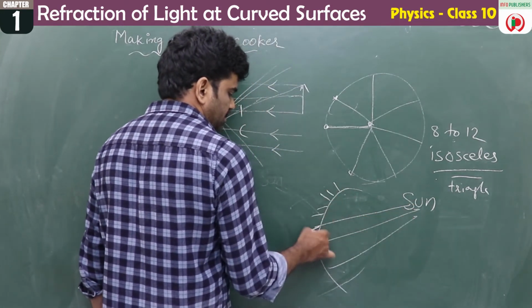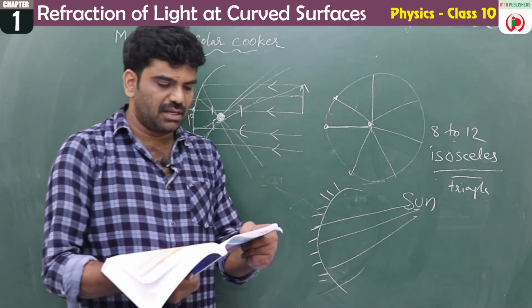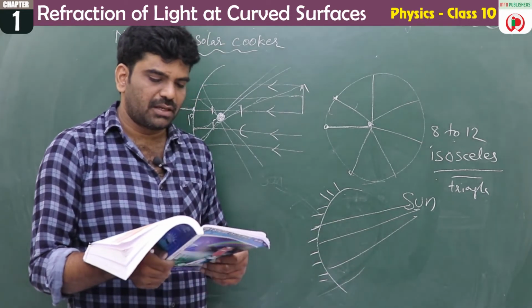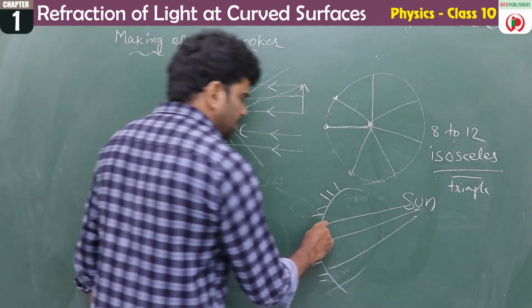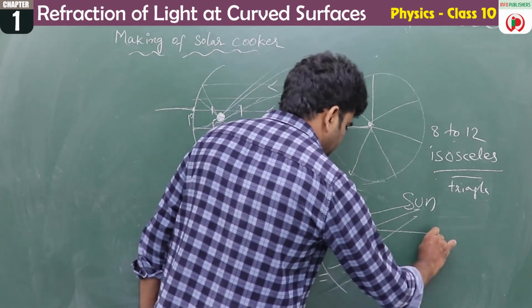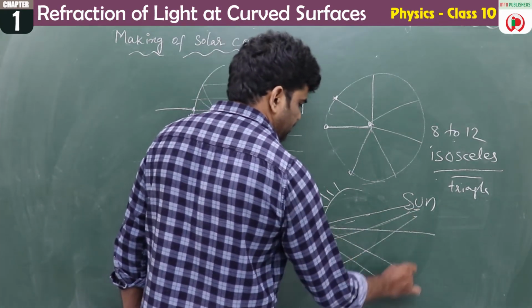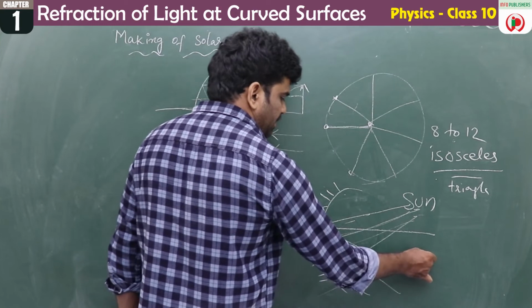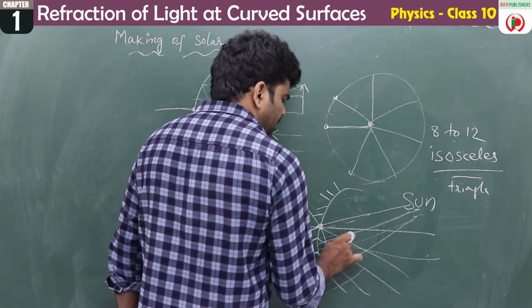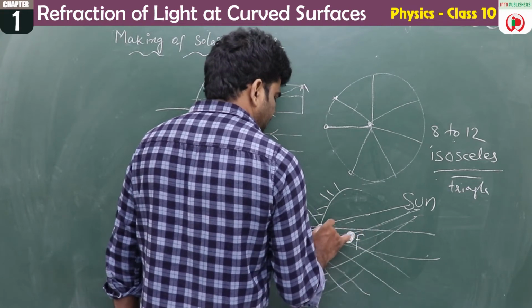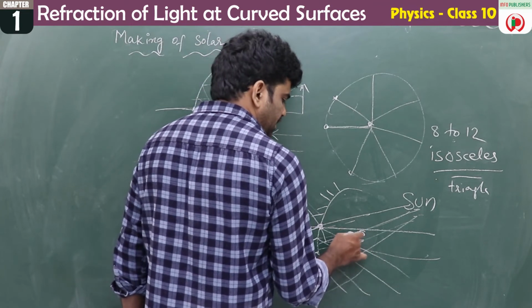This is the concave part. Cave means curved inwards, and it faces the sun. Find its focal point and place a vessel at the focal point. So this is the principal axis. The rays will come and get reflected, and at one point the focus will be formed. This is the focal point, where all the reflected rays will meet.